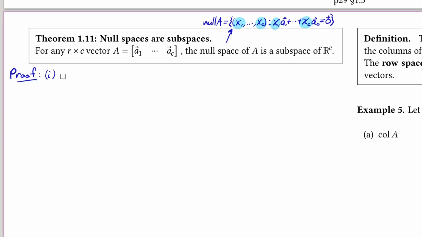So the first thing is we need to show that the zero vector is in it. Well, sure, because if you do 0 A1 plus 0 AC, that's definitely the zero vector. Okay, we got that. Let's show that it's closed under vector addition.